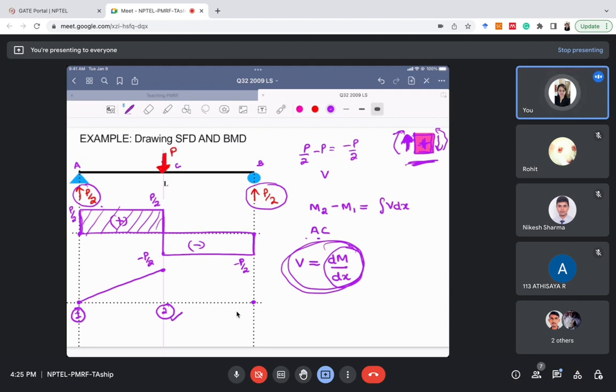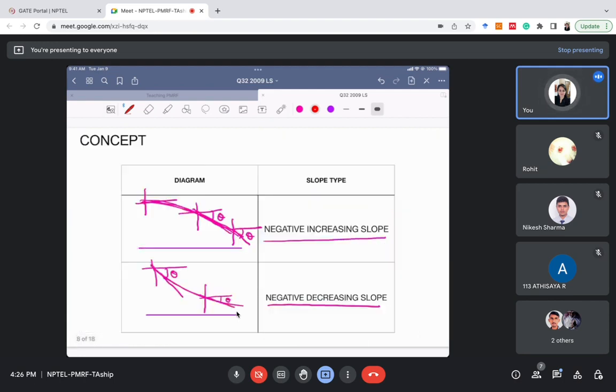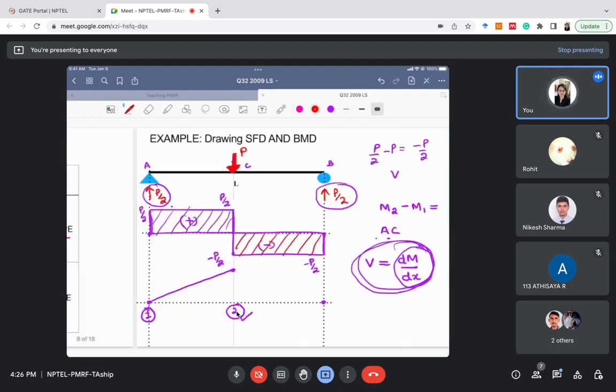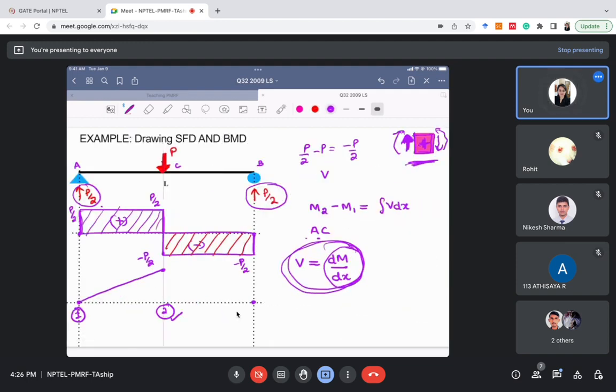For section CB, the shear force diagram is negative and constant, right? So the slope of our bending moment diagram will be negative and constant. What is negative and constant here? This is a negative constant slope, that is, this kind of slope. So we will draw this shape here, and our bending moment diagram is done.